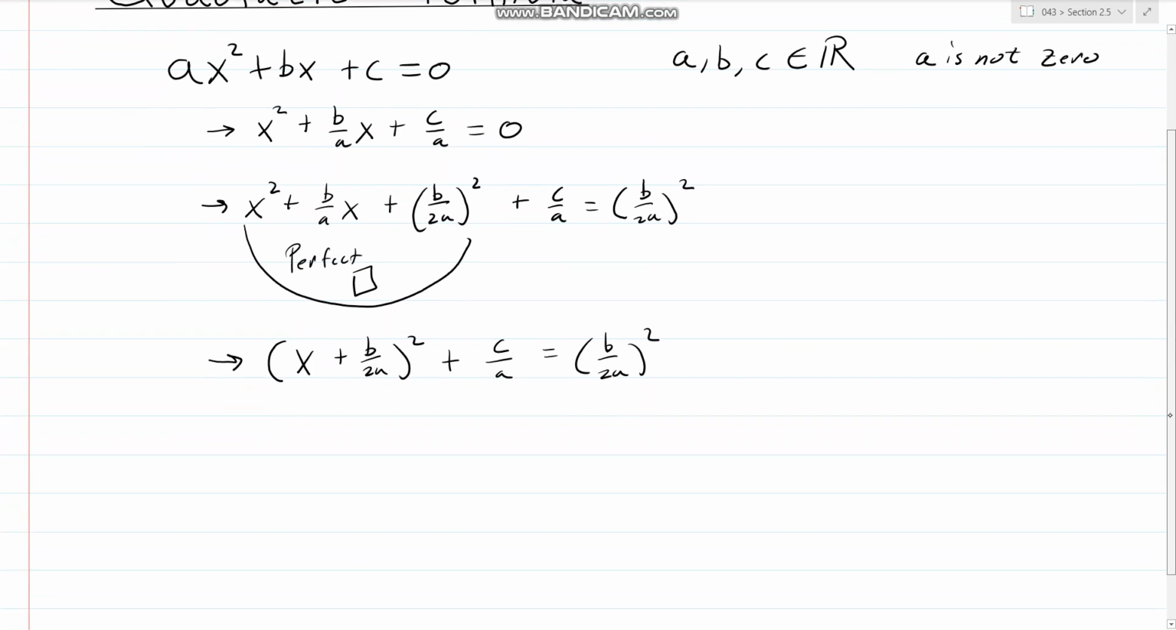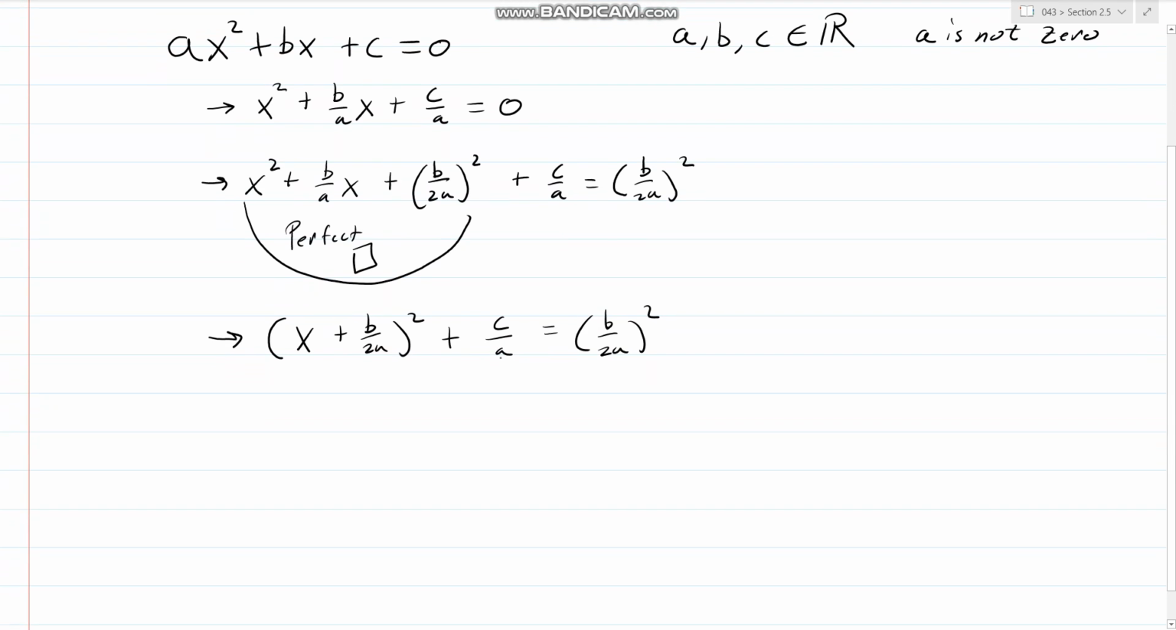Now I'm going to move the c over a to the right-hand side, and then we can start taking the square roots of things. So I have x plus b over 2a quantity squared equals, and I'm going to go ahead and square this. So that's b squared over 4a squared minus c over a. So again, I moved that c over a to the right-hand side, and I went ahead and squared this. Now I'm going to start combining things on the right-hand side before I take that square root.